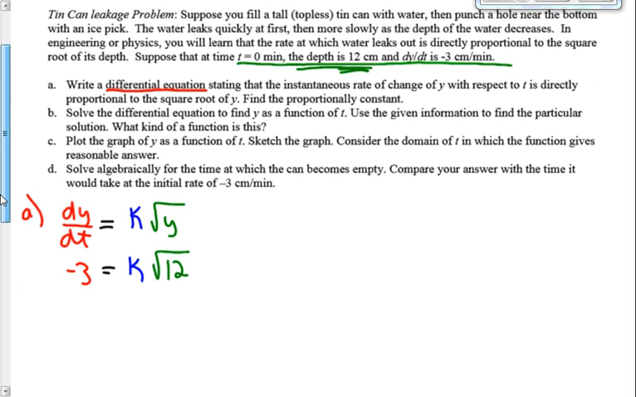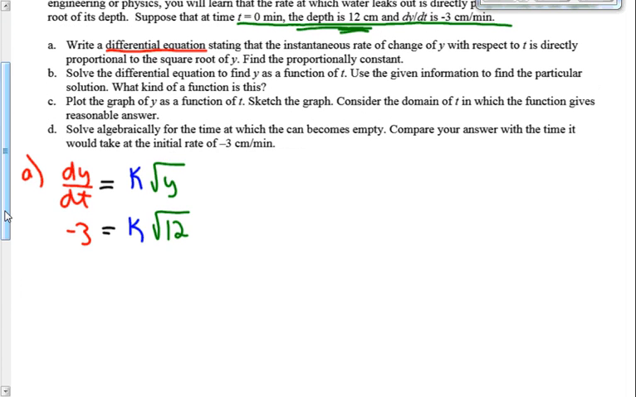So from here, I should be able to solve this, and I'm going to get that k is going to be equal to negative 3 divided by the square root of 12. I can also simplify that a little bit and pull the 4 out. So it's the same thing as negative 3 over 2 square root of 3, which is k. And write it however you want. So moving on to part B. Solve the differential equation to find y as a function of t, and then use this information to find the particular solution and identify what kind of function this is.